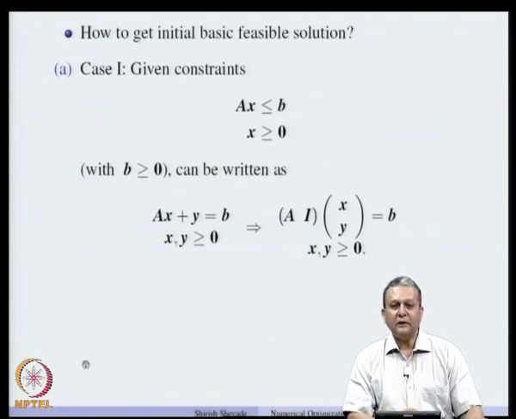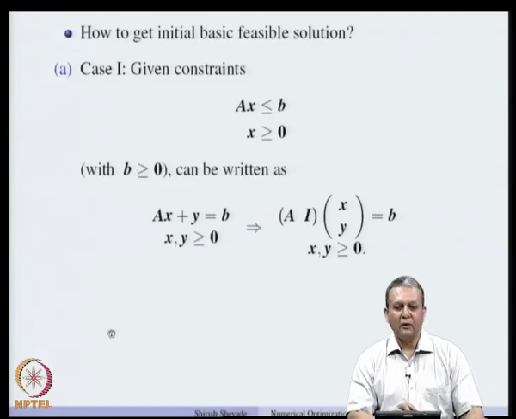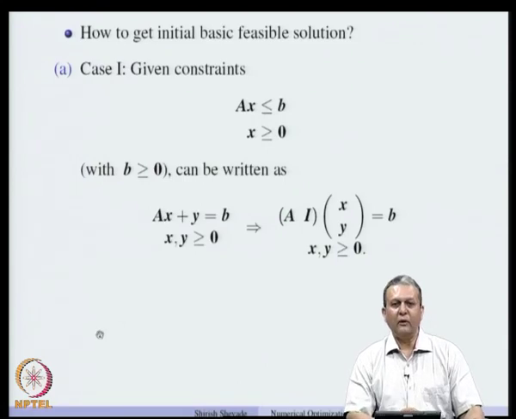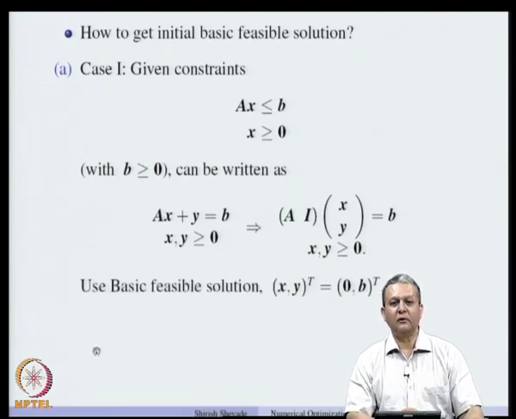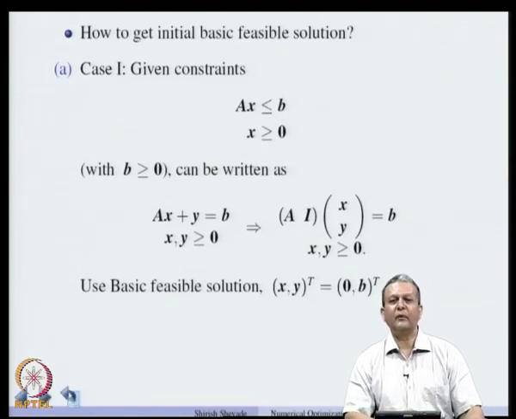So, in such a case, it is easy to get a basic feasible solution. What we can do is set x to 0 and y equal to b, and since b is greater than or equal to 0, that means y is greater than or equal to 0 if x is set to 0, and we get a basic feasible solution. So, one can use the basic feasible solution (x, y) to be (0, b). For constraints like this, it is a straightforward thing to get a basic feasible solution.